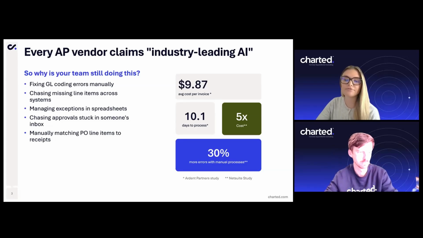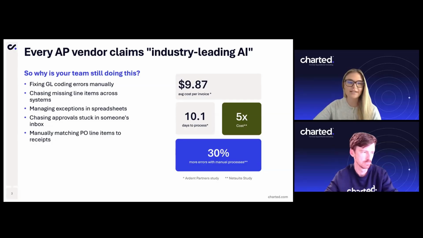The numbers back this up. Industry research from Ardent Partners shows that the average invoice still takes over 10 days to process at nearly $10 a pop. And when you layer in manual handling when your invoices come in, you're looking at around 30% more errors and up to 5 times the cost. So the question here isn't whether this is a problem, it's why we're still accepting this as normal. And that's what we're here to talk about today.